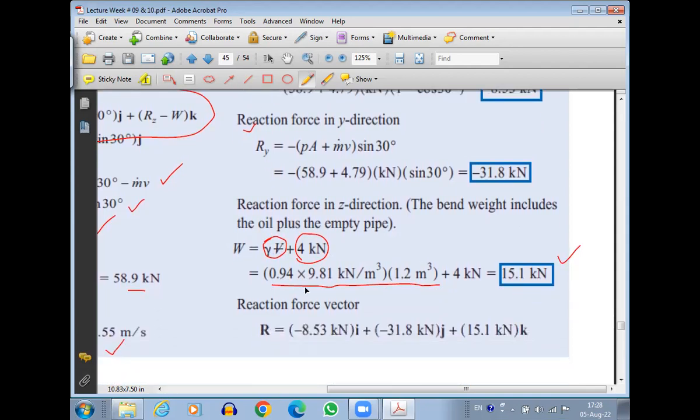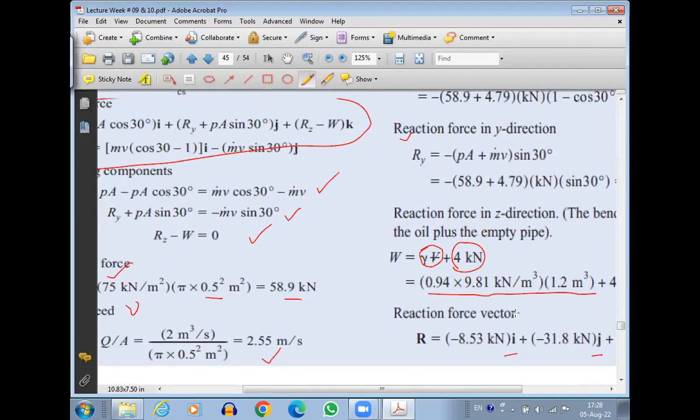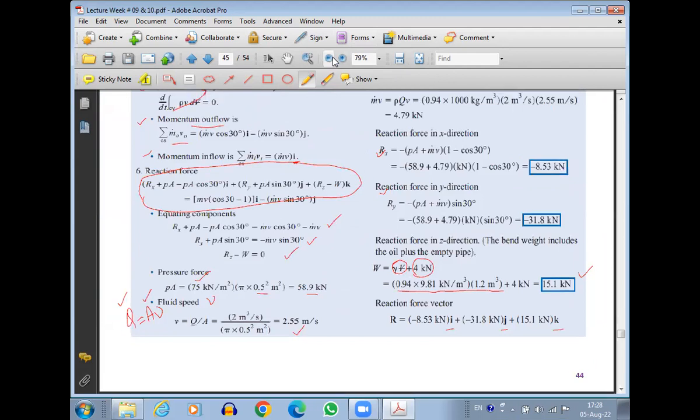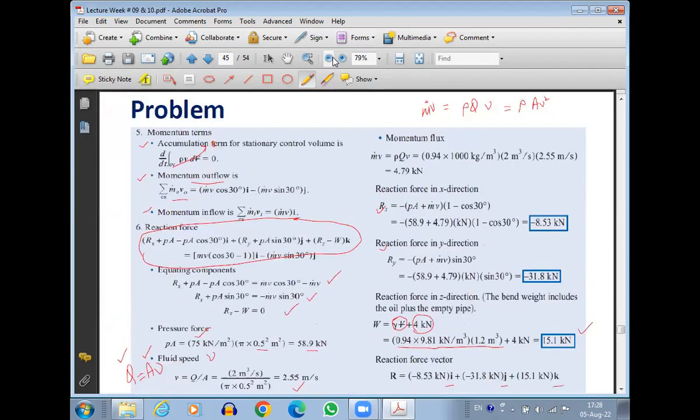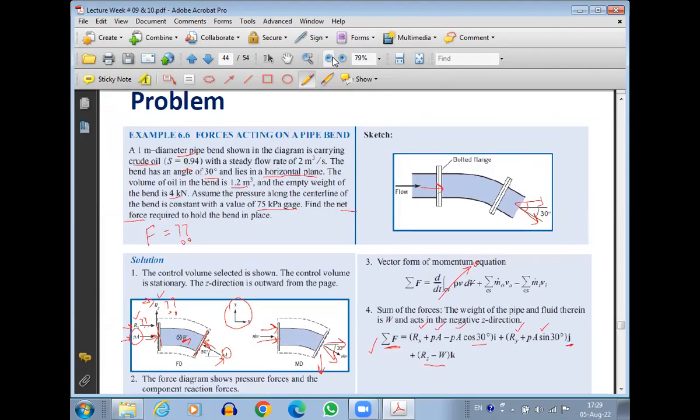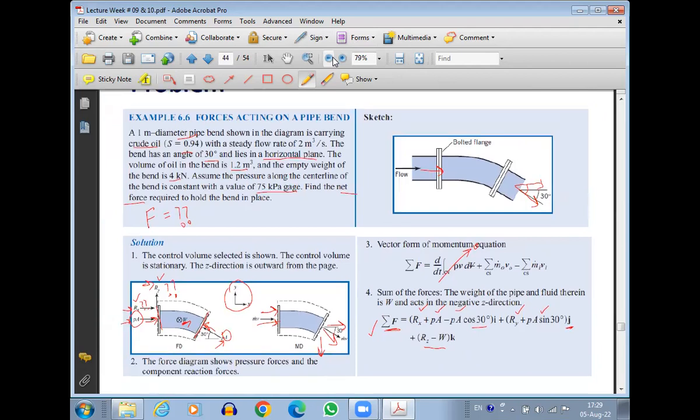Altogether, you're going to get the weight in the Z direction. So here we have the reaction force. The components of the reaction force will be this much in the X direction, this much in the Y direction, and this one in the Z direction. So this is the solution of this problem. If there is anything within the solution which is not clear, please feel free to ask.